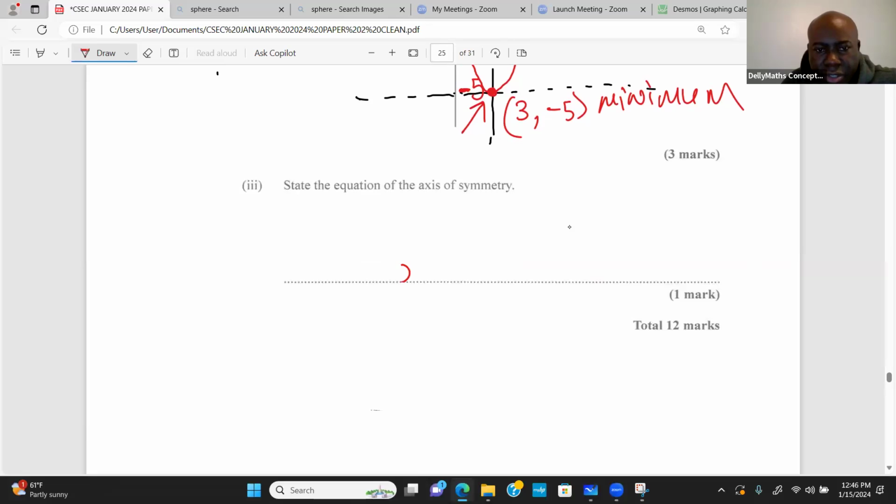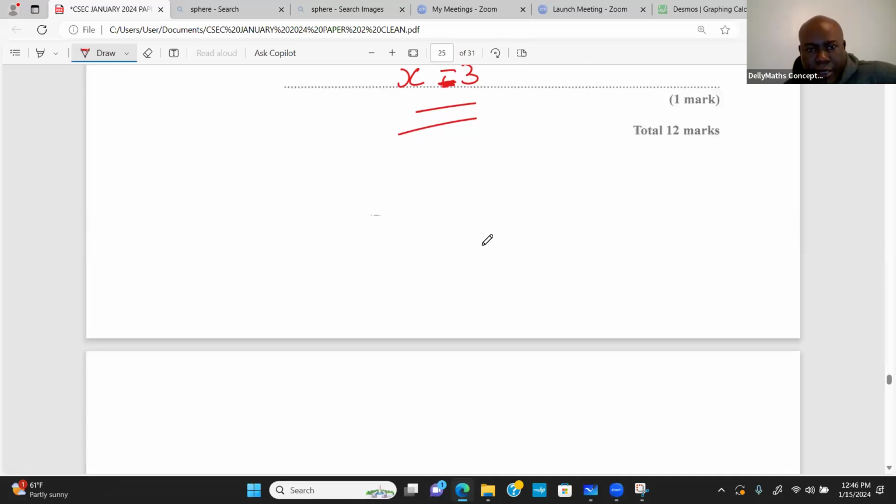State the axis of symmetry. It's where x is equal to 3. And when they said the equation, if you don't write x equals, you're not going to get it, right? An equation needs an equal sign.